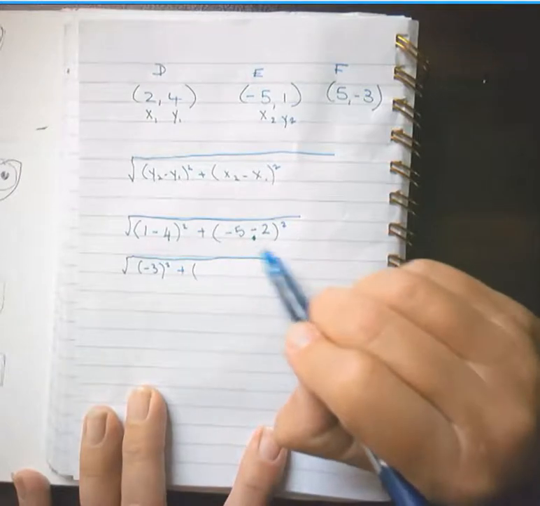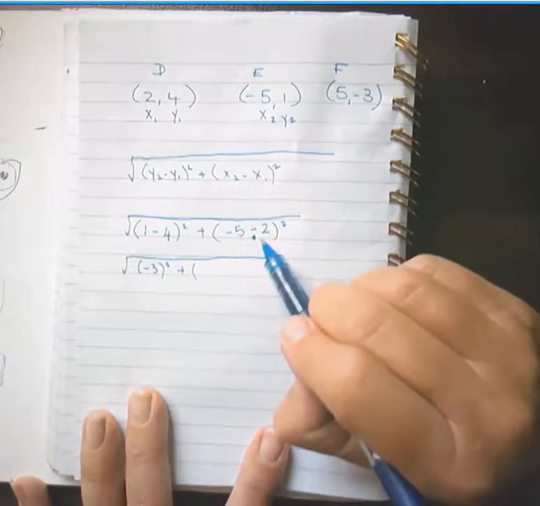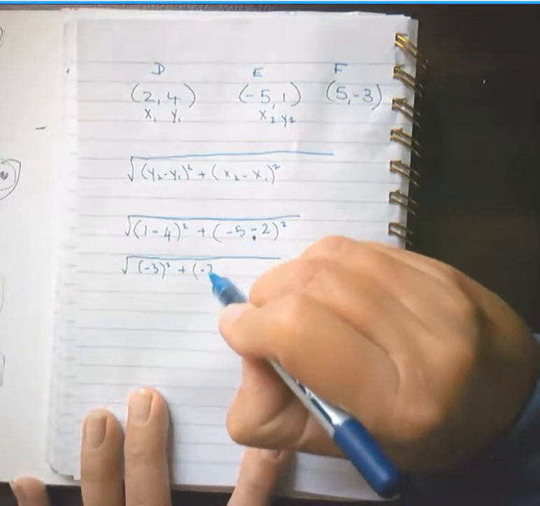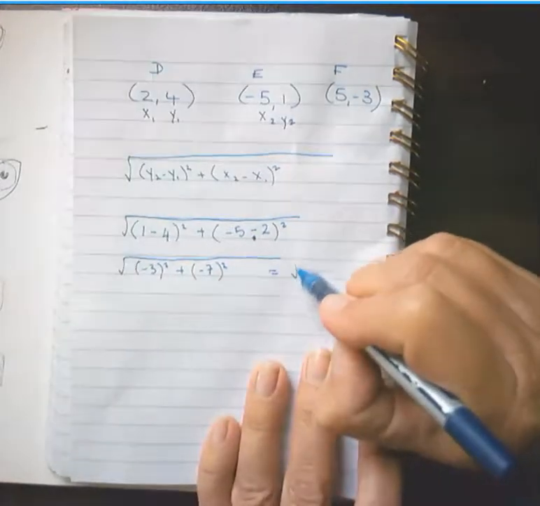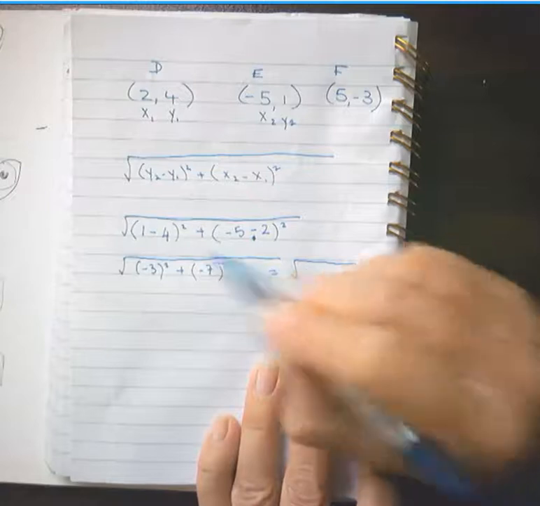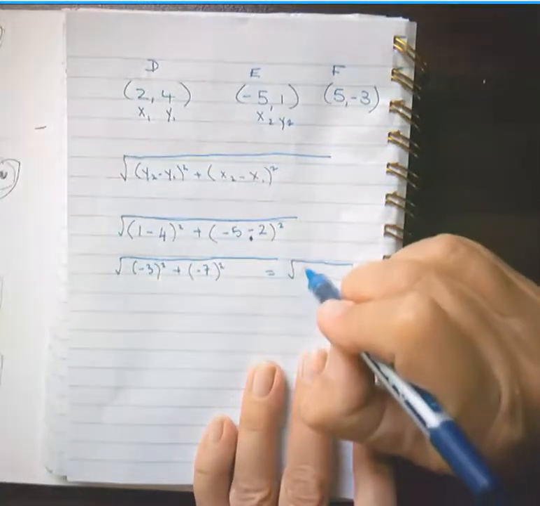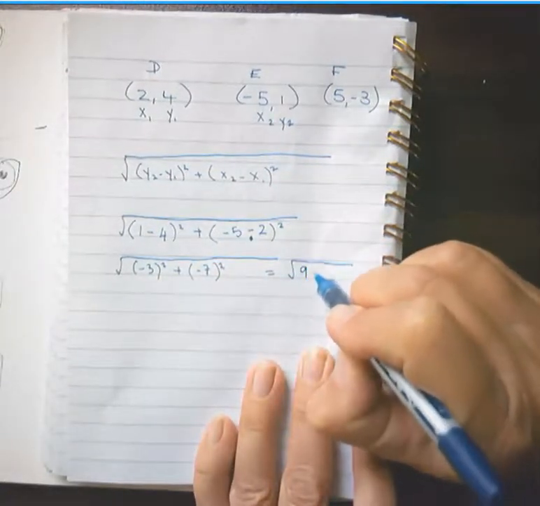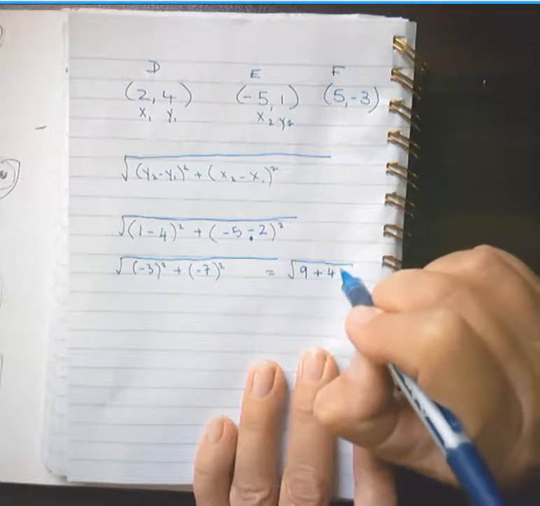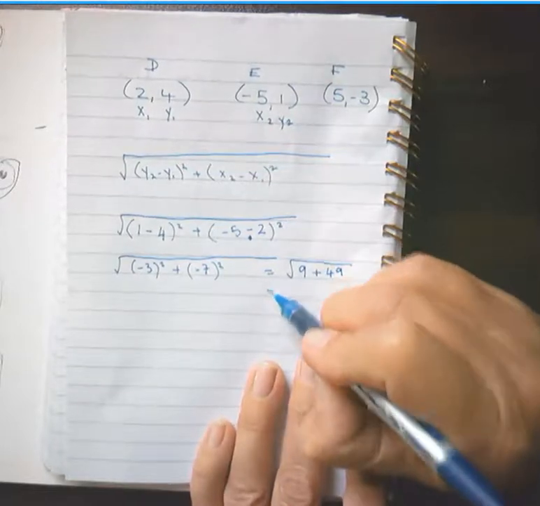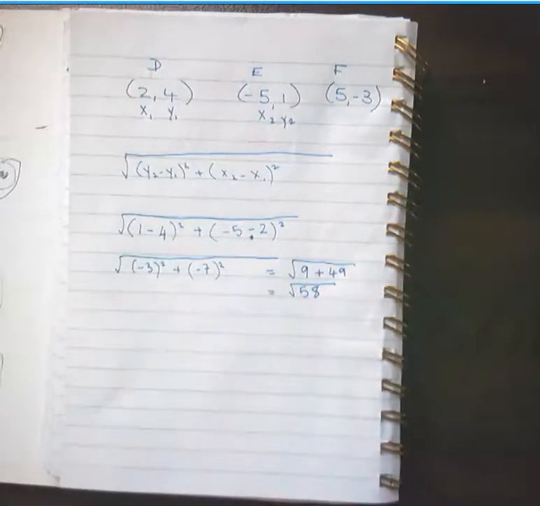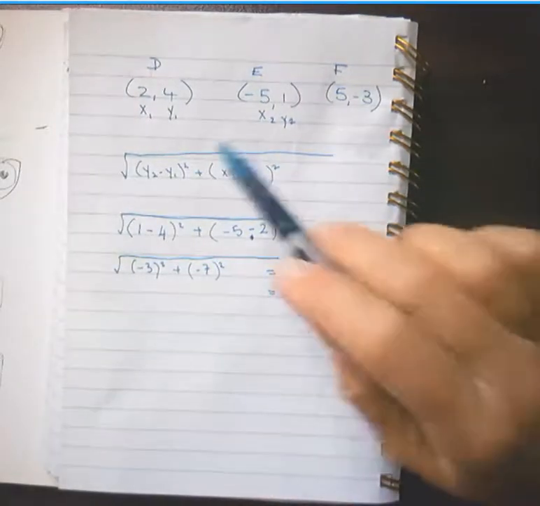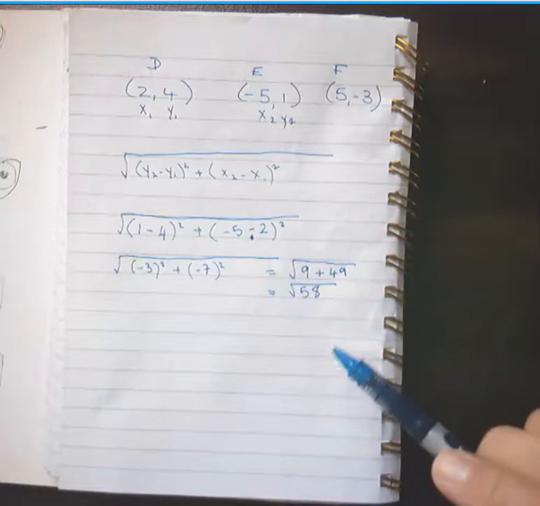And here we've got 2 negative signs, so we've got a negative 5 and a negative 2, so that will give us negative 7. Right? But they are being squared, so when they are being squared, the 2 negatives will cancel each other out in the square, so we get plus 9 and plus 49, so you get the square root of 58. So the distance between the point D and the point E was root 58.